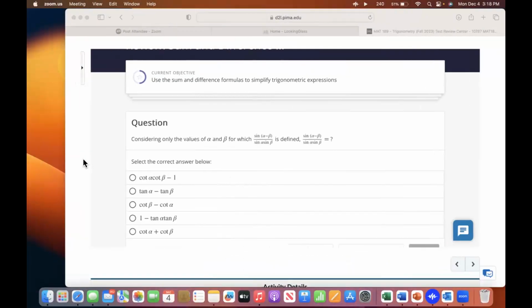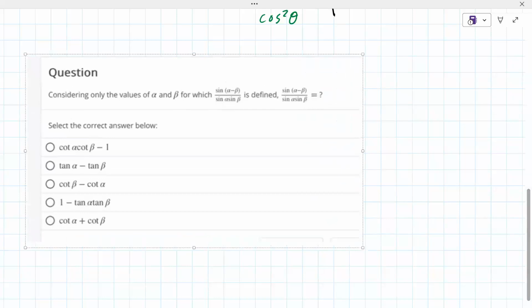Okay, this is the next one. So let me grab this. It's a sum and difference formula. You'll need those from the reference sheet. I'll also snip them in. So you'll need the one for sine, and that's on page 2. So here is that formula.